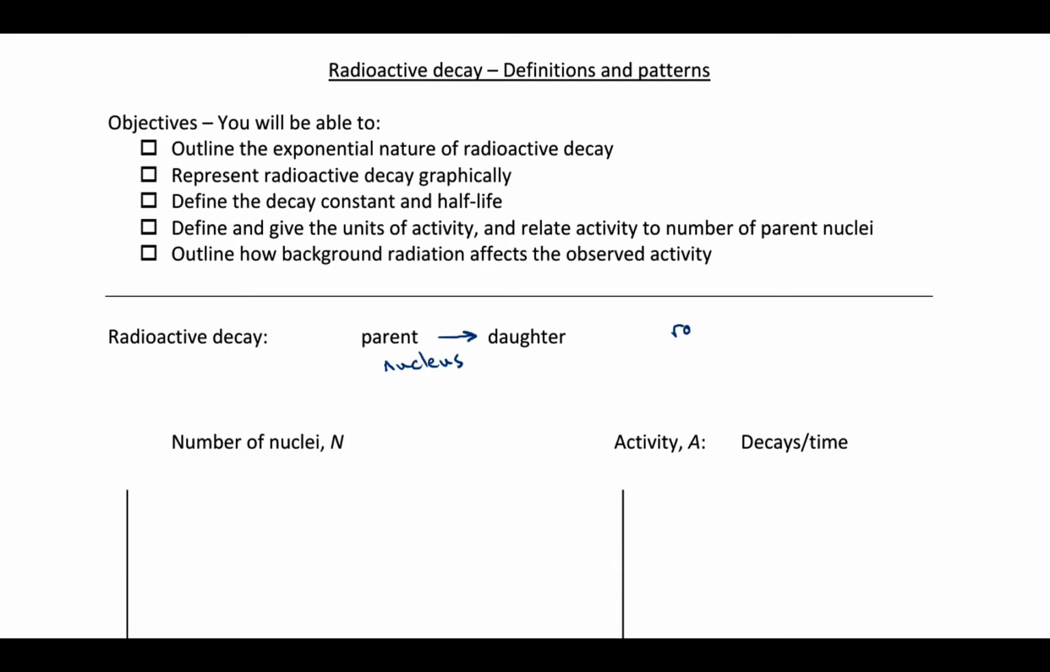Now, that process is random. When we have a whole bunch of parent nuclei, we can't tell which one is going to turn into a daughter nucleus, and it is spontaneous. It's not influenced by outside effects like heating the sample or by exposing it to chemicals. However, it does follow a rule. Let's look at an analogy to understand that kind of rule.